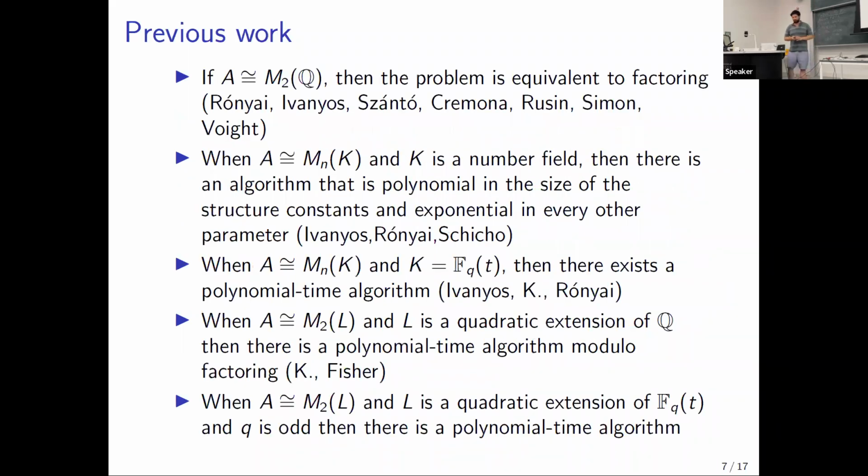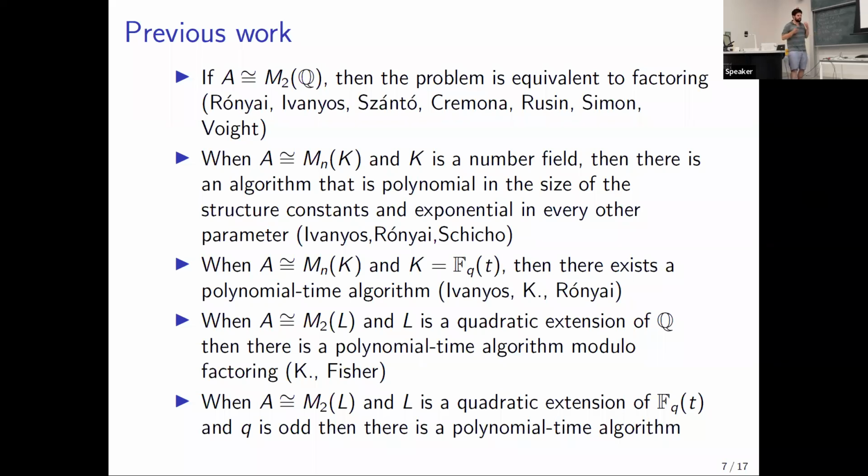Okay, so what was known before this work? In this talk I will be focusing on global fields. In that case, the easiest case you can consider is that your algebra is isomorphic to M2(Q). And unfortunately, the first result is a negative result here. This problem is at least as hard as factoring. But it's not really a big deal, because in most cases you don't really want these instances for huge numbers.